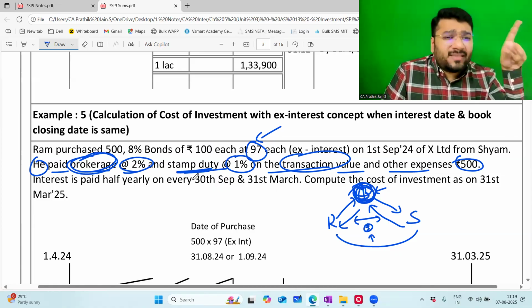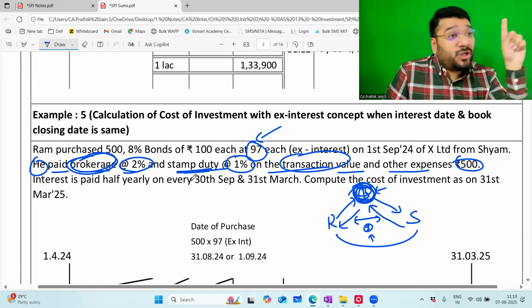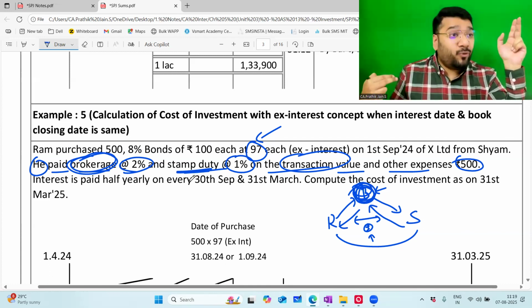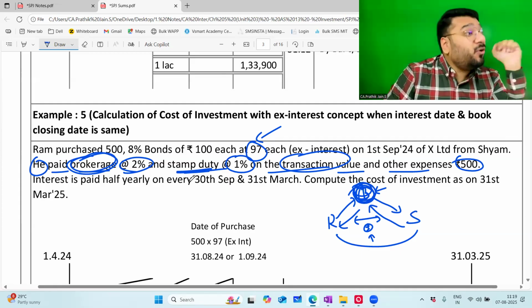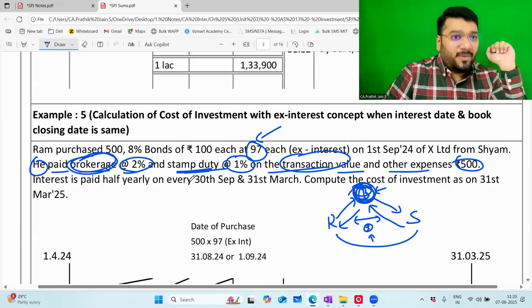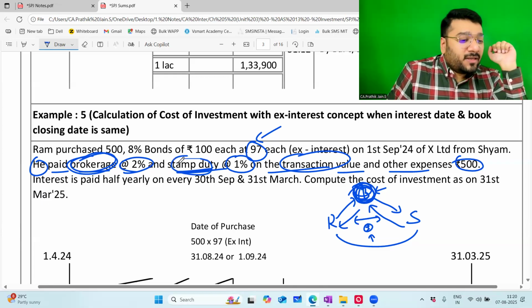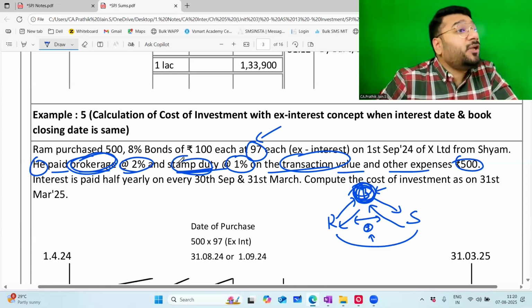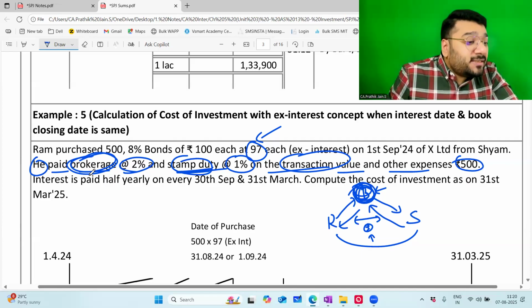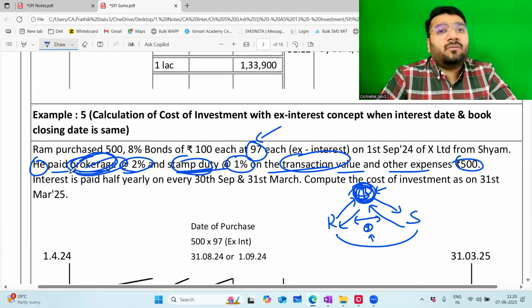Sir, purchase value and transaction value, both are different? Yes. In this question, not different. In the next question that I'm going to discuss, the transaction value is not going to be equal to the purchase value. I'll be discussing it in some time. Stamp duty is the tax duty that you have to pay to the government. Brokerage is the commission that you pay to the broker. Both are different. Two different parties.